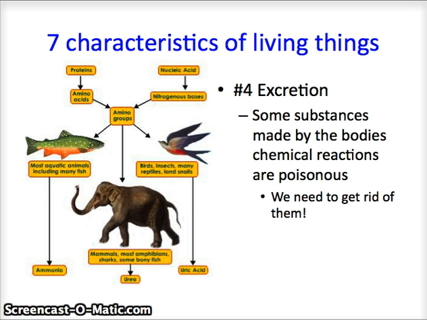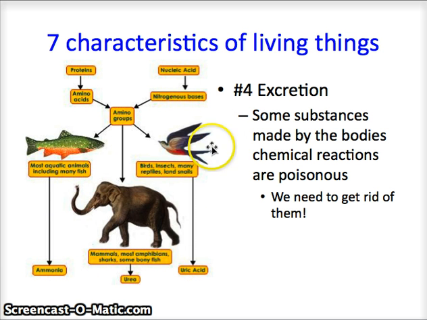So different living things do excretion differently. Fish, since they don't need to worry about conserving water, they just excrete pure ammonia, and ammonia is the thing that is toxic that we have to try to get rid of. So they can just get rid of it straight because they don't have to worry about conserving water.